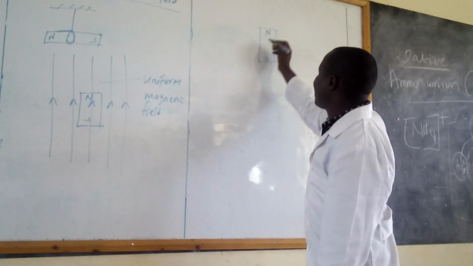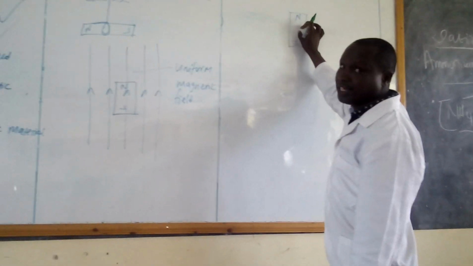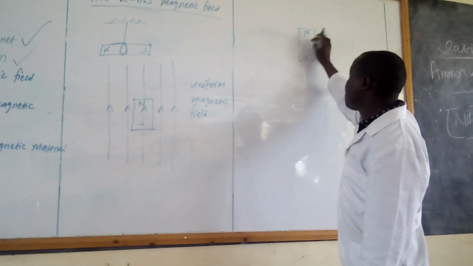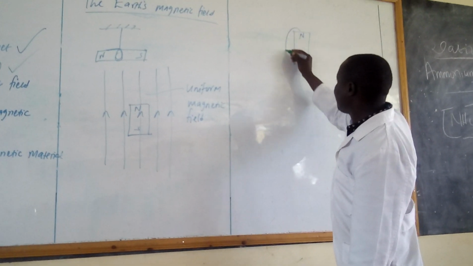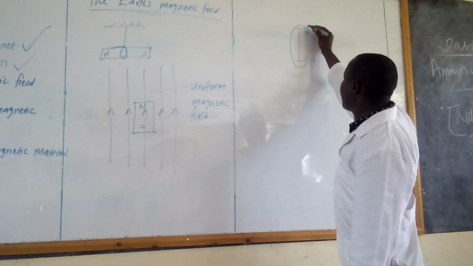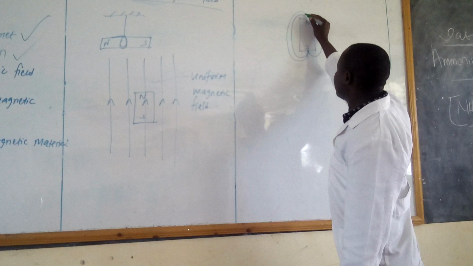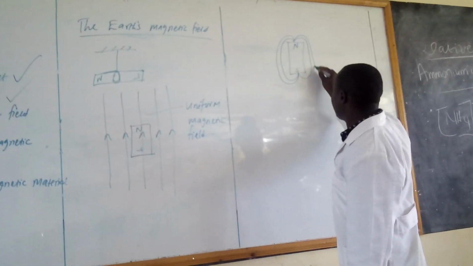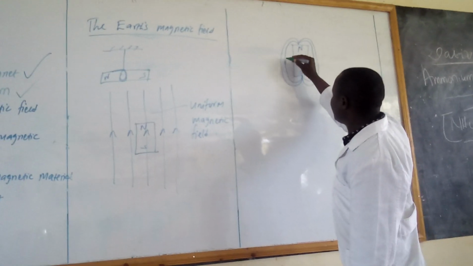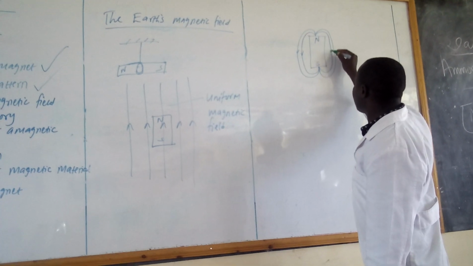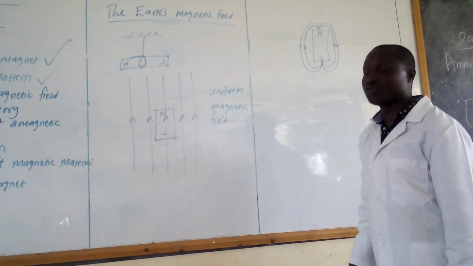So this one now is what we have. First of all, we have the magnetic field pattern around this bar magnet. This one is the magnetic field pattern around this bar magnet, and then we show it using an arrow which is always running from north to south.